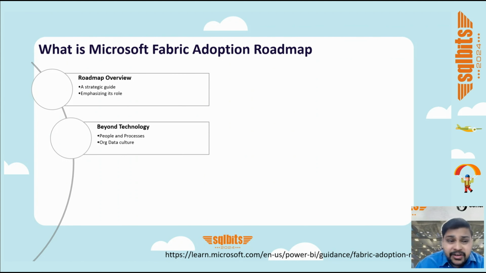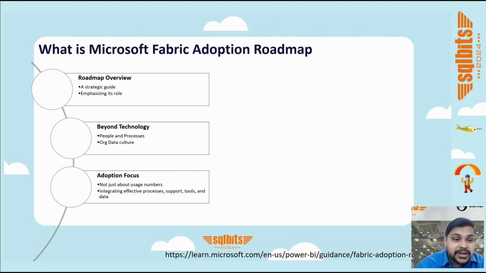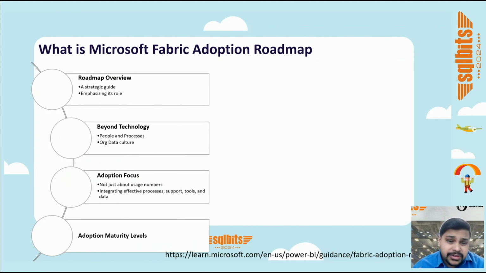It's actually beyond the technology, right? People and process. The most important is organizational data culture. I think that is the first point you will learn in the Fabric adoption roadmap. The adoption focus should not be just a usage number. It is about integrating effectively through process and supporting the various tools and technology that your users might need. Now, the fourth one is adoption maturity level. We are just talking about the things Microsoft proposed in the maturity level. Maturity level is something you have to determine via assessment.